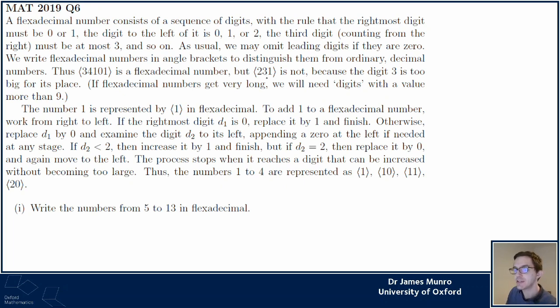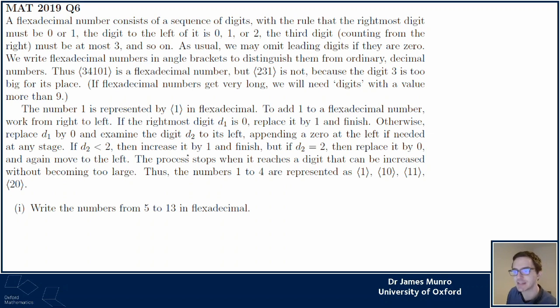The rule is that counting from the right, in the digit d_i, the maximum you can have is i. So this number is allowed to be up to 1, this number is only allowed to go up to 2. So this is a flexadecimal number over here. This is allowed to be as much as 1, 2, 3, 4, so pushing it just there, and then 5.